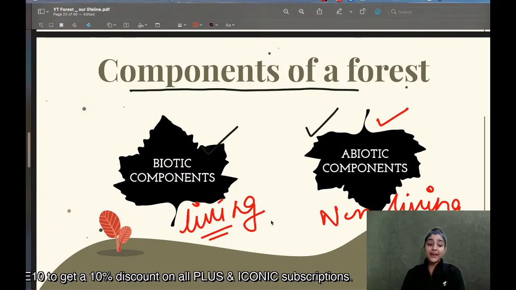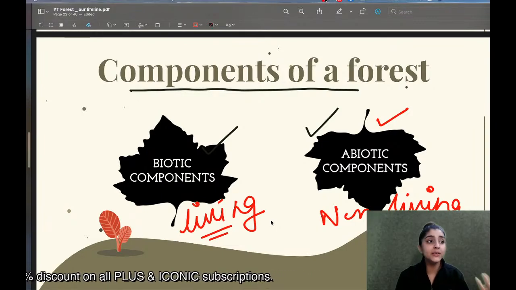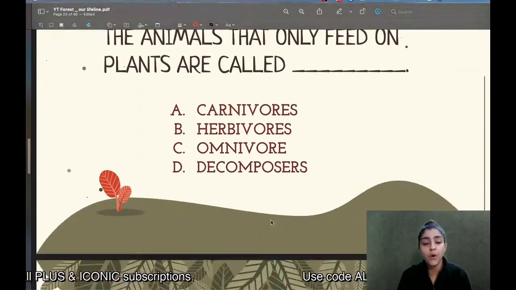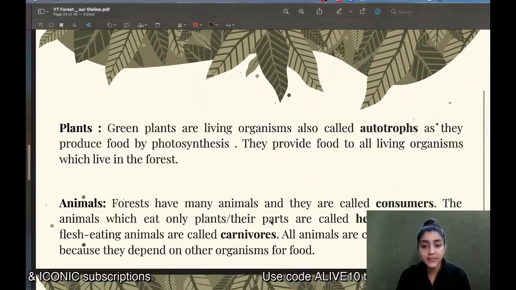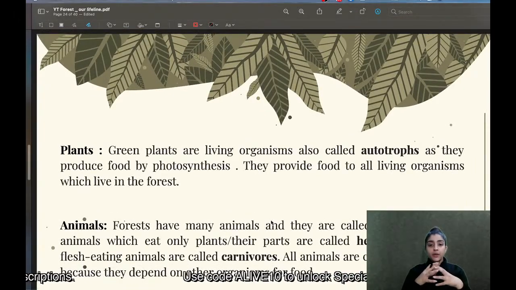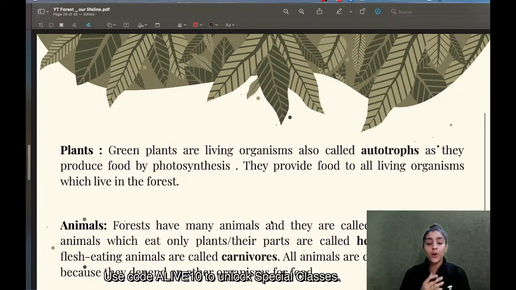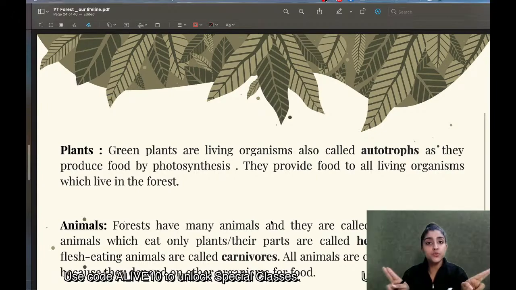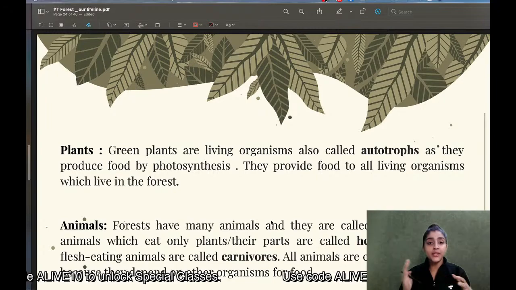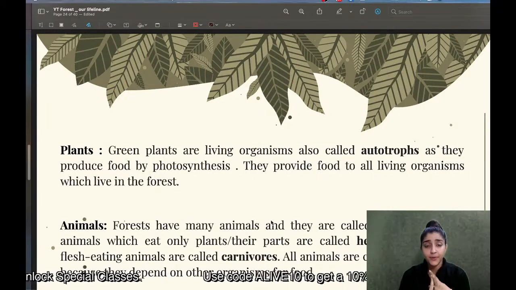Okay, so yes, air, water, sunlight, your soil, even the temperature, humidity, all of these are abiotic components, that are non-living components of any environment. So let's quickly look into the components of the forest. So what can they be? They can be easily divided into two parts. One can be plants, another one would be animals. So every forest has two major parts, that is plant and animal.